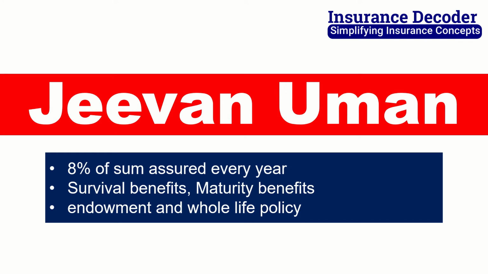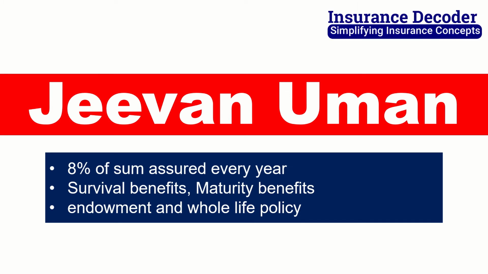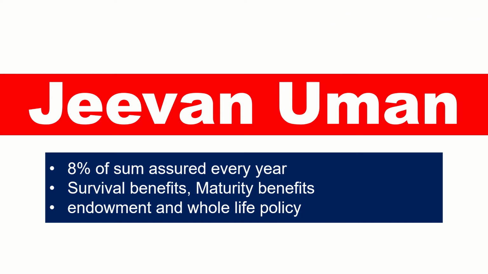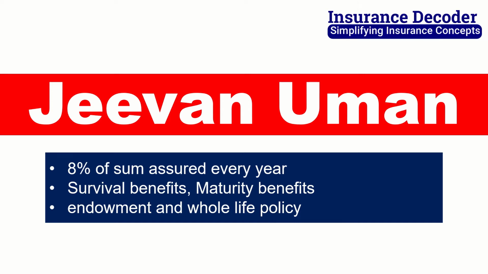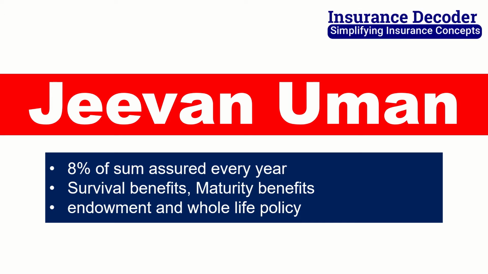So for these kind of requirements, LIC presents this policy, Jeevan Umang policy, which provides you 8% of sum assured every year as survival benefit, maturity benefit, endowment, and whole life policy. So even after the maturity of the policy, you are secured till your last breath. So up to 100 years, you are safe. Even if you die anytime up to 100 years, your family will get the money. So this is how this policy works.